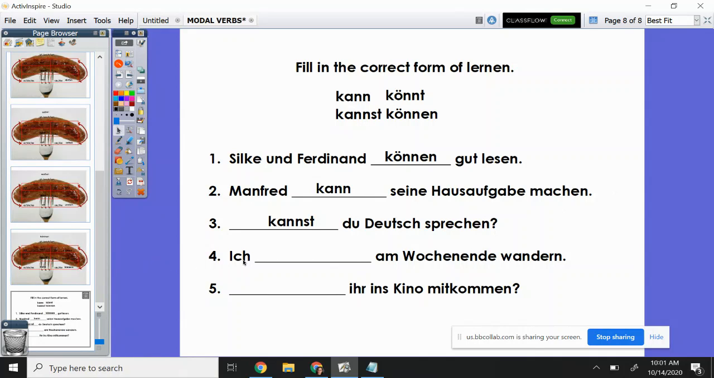And then the next one, our subject is ich. So we're going to use kann. Ich kann am Wochenende wandern. I can hike on the weekend. And wandern is at the end of the sentence in the infinitive form.